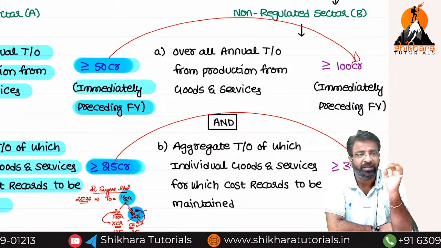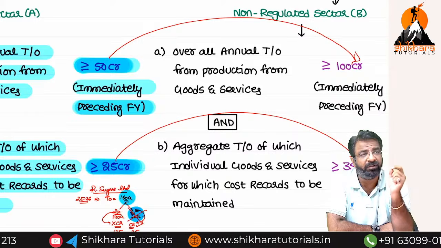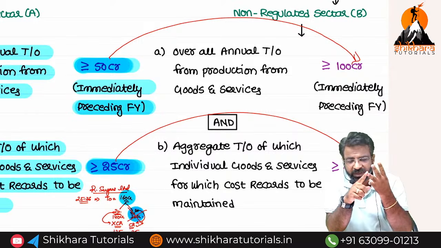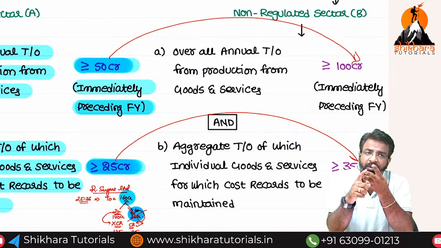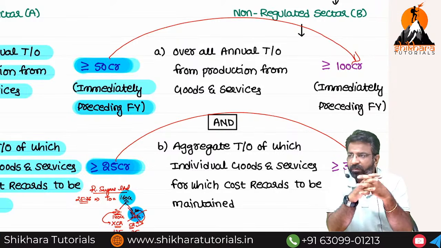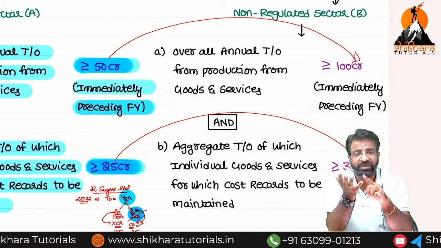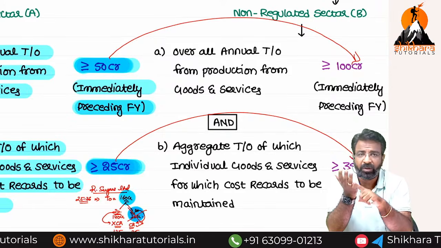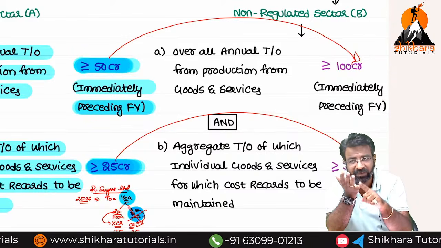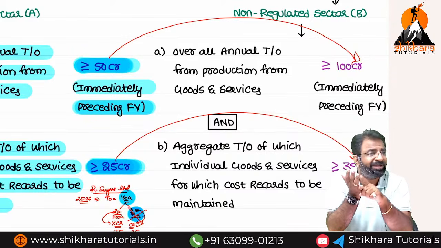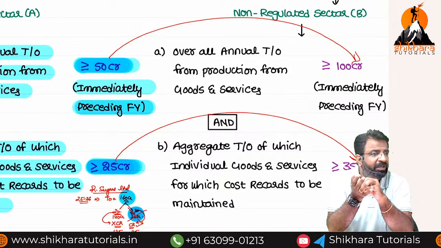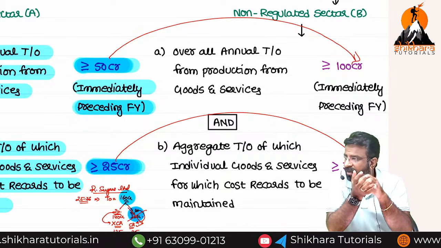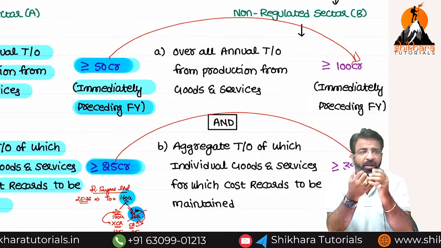So this is the maximum you need to learn under which rule? Rule number 4. So what was rule number 3? Cost records. And what is rule number 4? So tell me rule number 3 and 4 put together now. Rule number 3, applicability of cost records. If my client, either from a regulated sector or a non-regulated sector, in the preceding financial year has turnover greater than or equal to 35 crores, then from the next financial year onwards they have to start maintaining cost records. Once applicable, always applicable.